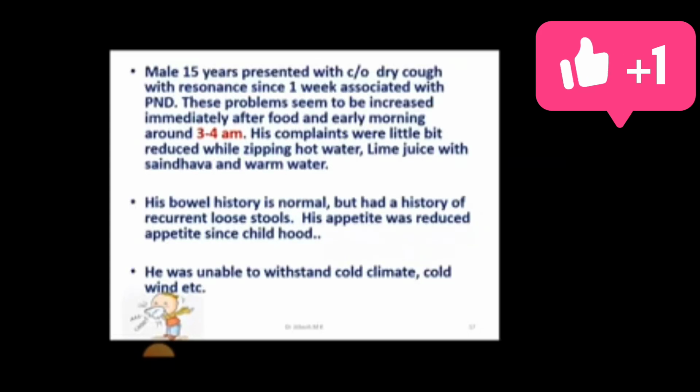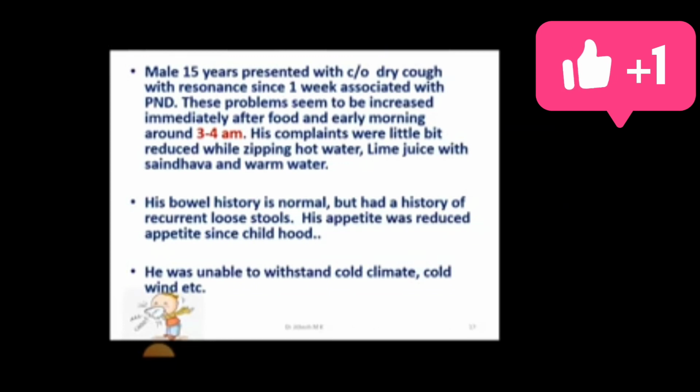Now let's go to the second case. A male, age 15 years. Again, simple dry cough with resonance, since one week, associated with postnasal drip. The problem seems to increase immediately after food. The symptoms are more or less similar after food and in the early morning around 3 to 4 a.m.